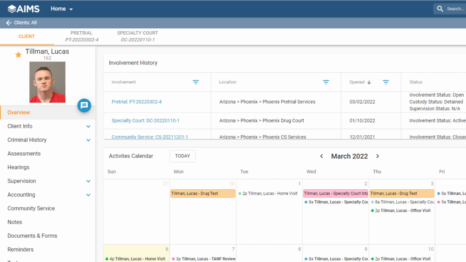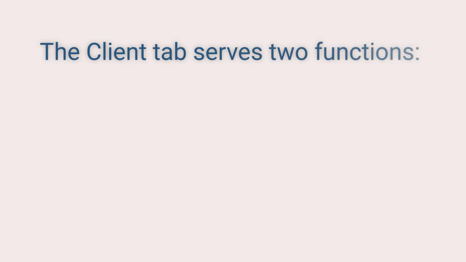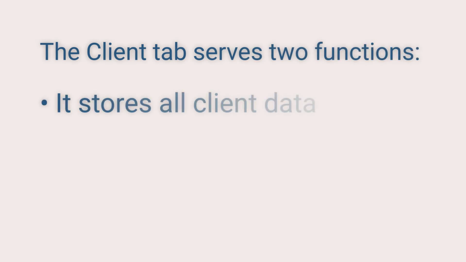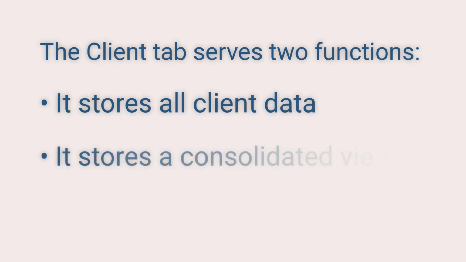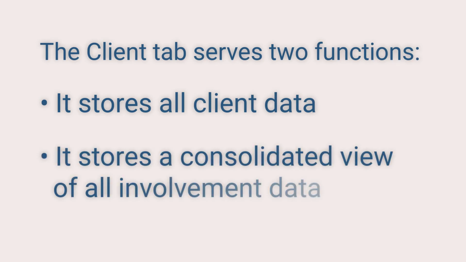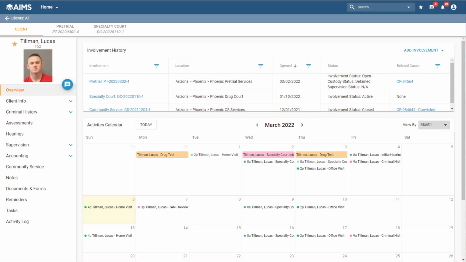Let's look at the Client tab since this is new to the Client view. The Client tab serves two main functions. It stores all the client data like the demographic info and criminal history, and it stores what you can think of as a consolidated view of all the data from each of the client's involvements. Let's walk through the pages on the Client tab.